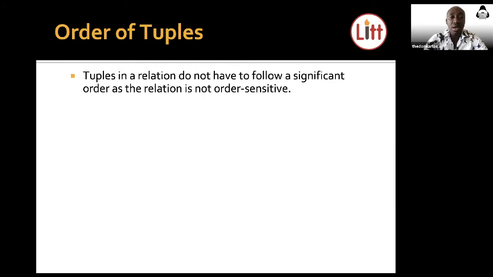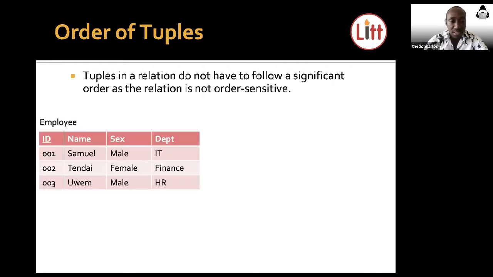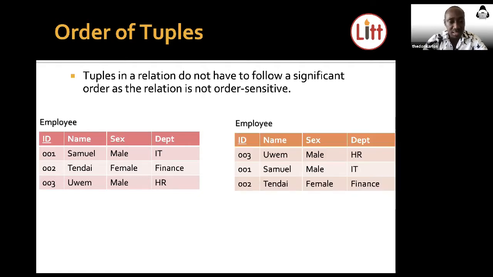Then we talk about the order of tuples. Tuples in a relation do not follow a significant order, as the relation is not order sensitive. So let's take these 2 data sets, both of them employee data sets. It contains the same set of values, but you'd realize that the order of the records are different. The first one has 1, 2, 3. The second has 3, 1, and 2.